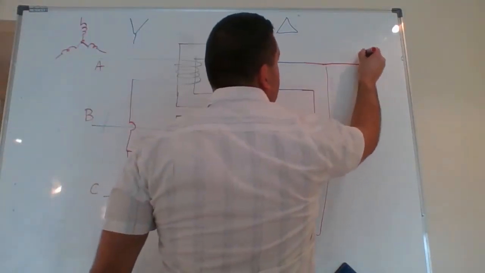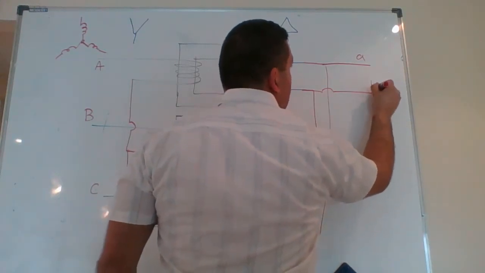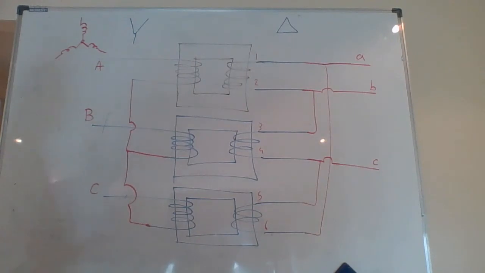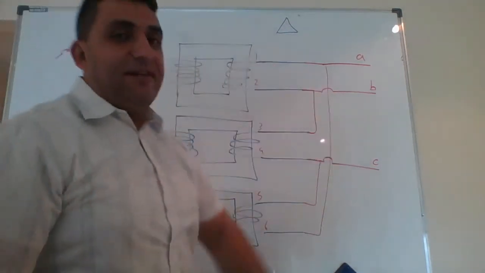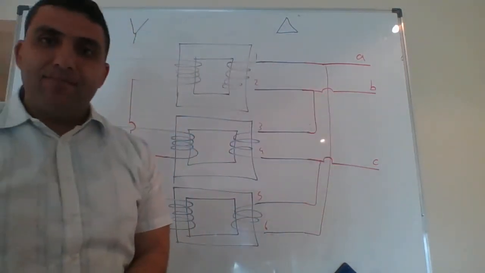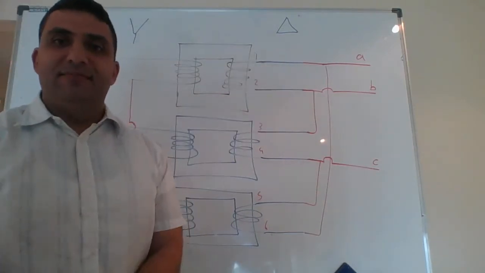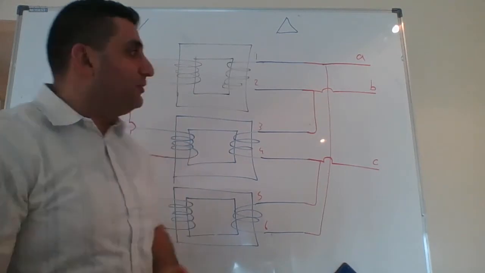Where's my output? This is my small a. From here, I have my small b. From here, I have my small c. These are my connections. That's how I connect Y delta. Of course, I can connect delta Y. It's the same concept. Let's do one more. Let's do delta delta.